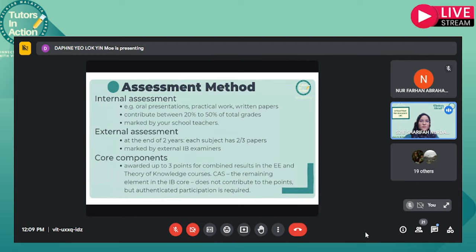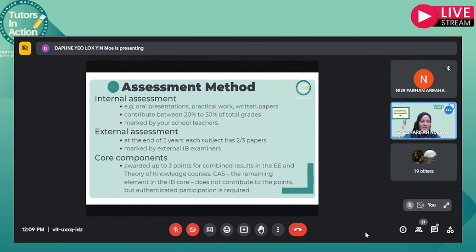Other than internal assessment, you will also have external assessment, whereby at the end of 2 years, each subject has 2 or 3 papers. That is what I'm going through now, which is my IB exams. So to summarize, one subject has internal and external assessment. The internal assessment can either be an oral presentation or a mini thesis, and the external assessment is the exams at the end of the 2 years. Okay, I hope that's clear. If there are questions, you can ask me later.